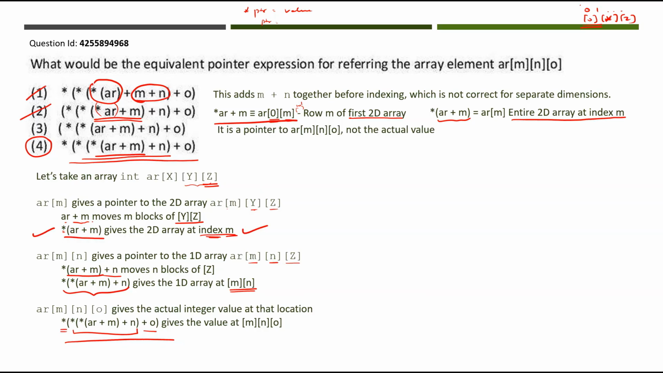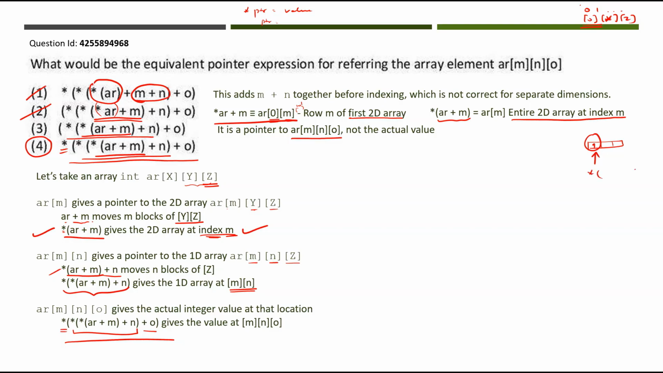What about third option? This one is right and this one is right. They have just added plus O. What will this actually do without this particular pointer symbol? It's a pointer to this particular location, not the actual value. Take a particular array, M, N, O is referring to a number called 9. This particular third option will point to the particular value, but it is not the actual value.